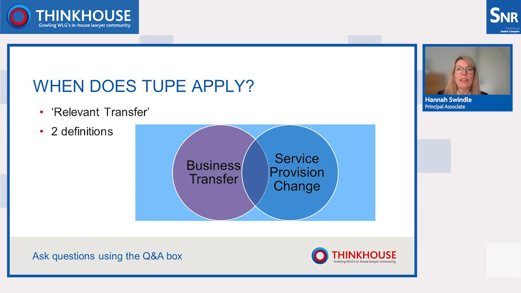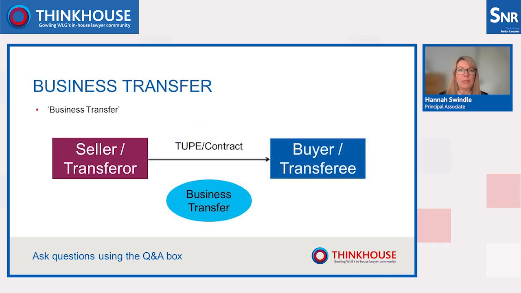TUPE applies where there is a relevant transfer, and there are two types of potential transfer. First of all, we have a business transfer, and the classic example of that is where you've got an entire business being sold as a going concern. The other type is a service provision change, which involves outsourcing and a change in the provider of services to a client. The two types of transfer do overlap. It can be both at the same time, so we've always got to consider both of them when we're looking at this question.